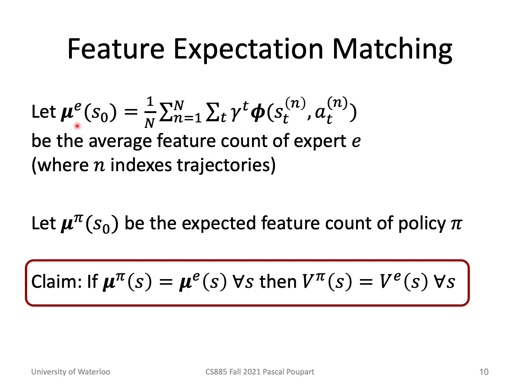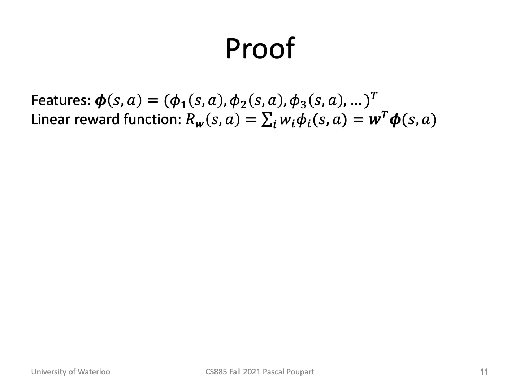Now with this feature expectation vector mu for the expert, we'll want to come up with a similar feature expectation vector for the policy that we're going to learn. So let's call that mu pi, and the idea is that if we match the feature expectation vectors for policy pi and the expert E, then I'm going to claim that the value function of our policy pi will be the same as the value function for the expert based on the trajectories that are observed. Let's derive a simple proof for this claim.